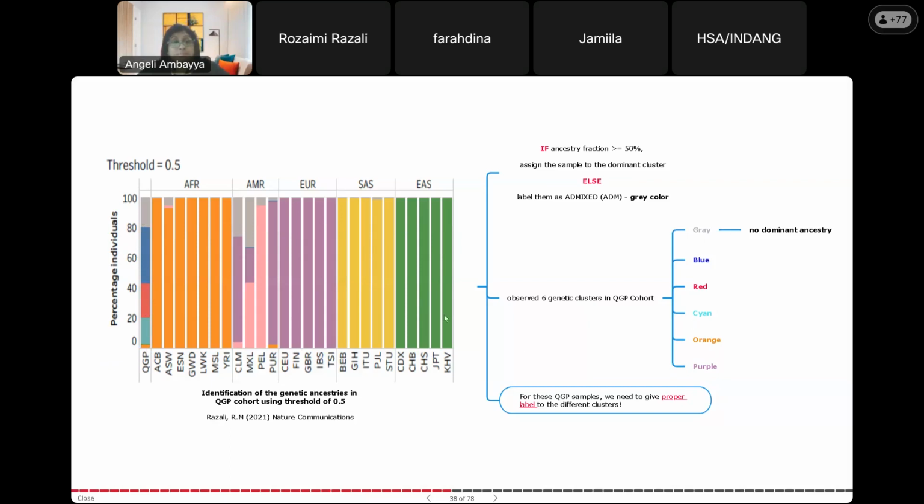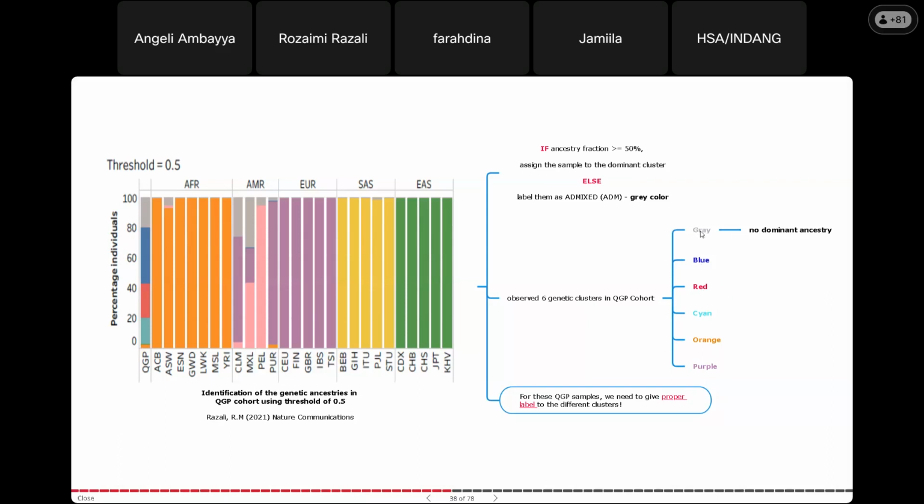Basically, the way we group them is by looking at the ancestry fraction. Take one sample: if it has an ancestry which contains more than 50% blue, then it will be grouped under the blue ancestry. If someone has 51% of their genome coming from the red ancestry, they will be grouped as red. Now, what if someone has 30% blue, red, and cyan, and the rest are orange and purple? You don't have a dominant ancestry. For those samples, we group them under gray, meaning they are highly admixed individuals.